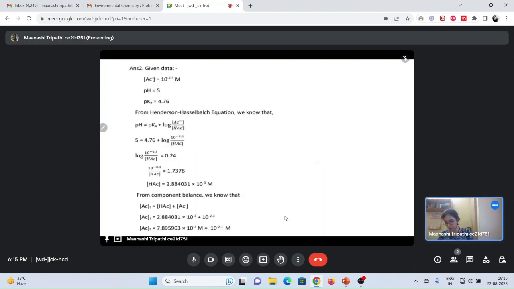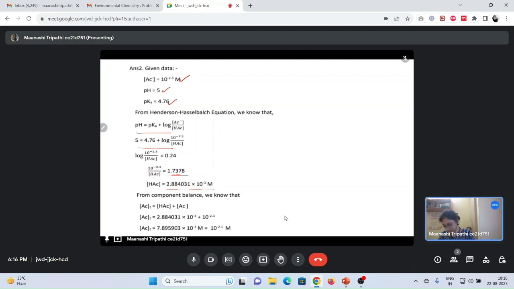So this is how we have the acetate value, we know the pH, and we know the pK. We just have to put it in the Henderson-Hasselbalch equation, and this is what we got. So HAc is 1.7378.